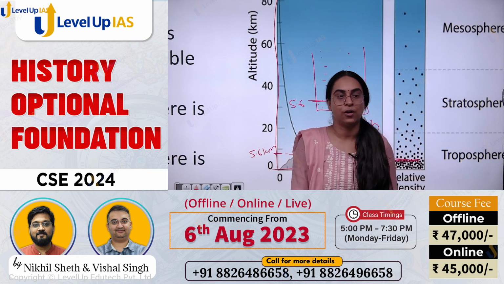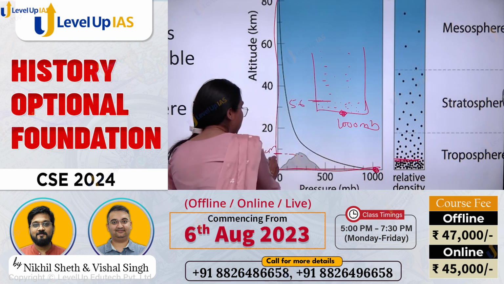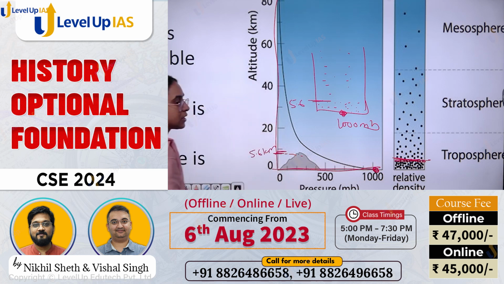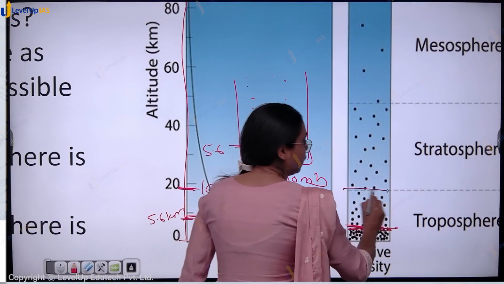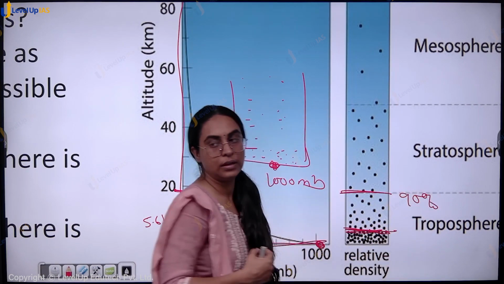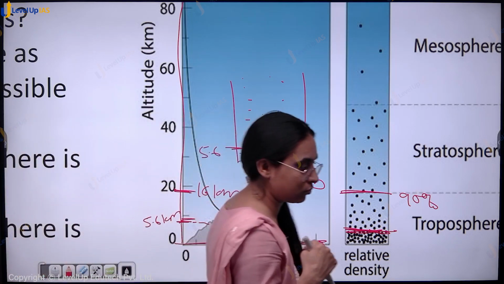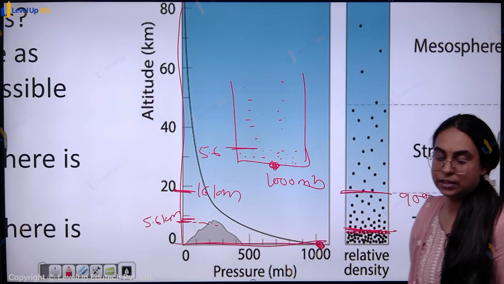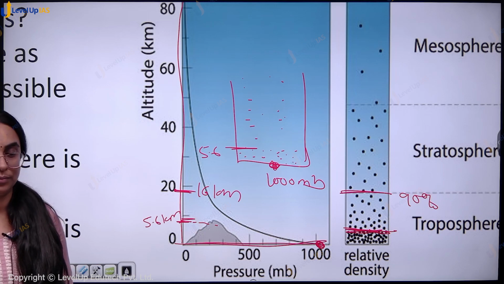Why has the atmospheric pressure fallen? Because much of the air molecules are below. So at 5.6 kilometers, 50% of the atmosphere is there. The next point, we'll draw at 16 kilometers. At 16 kilometers, 90% of the atmosphere is within 16 kilometers.